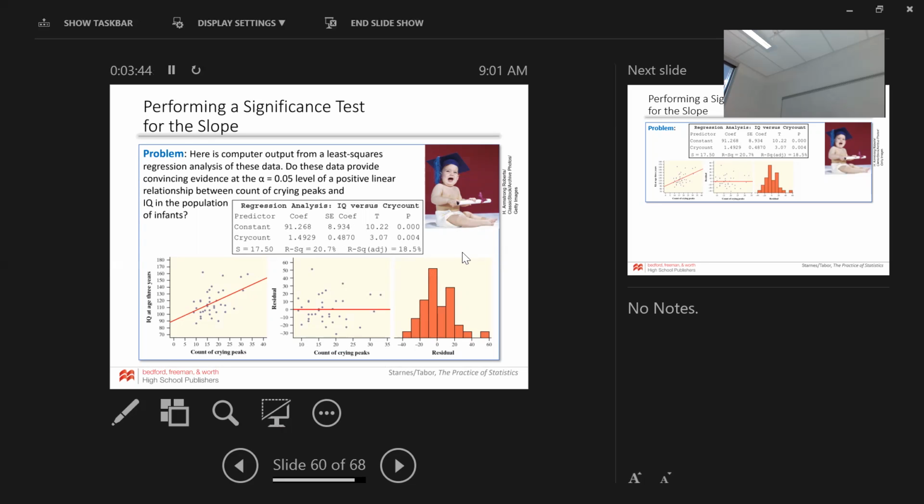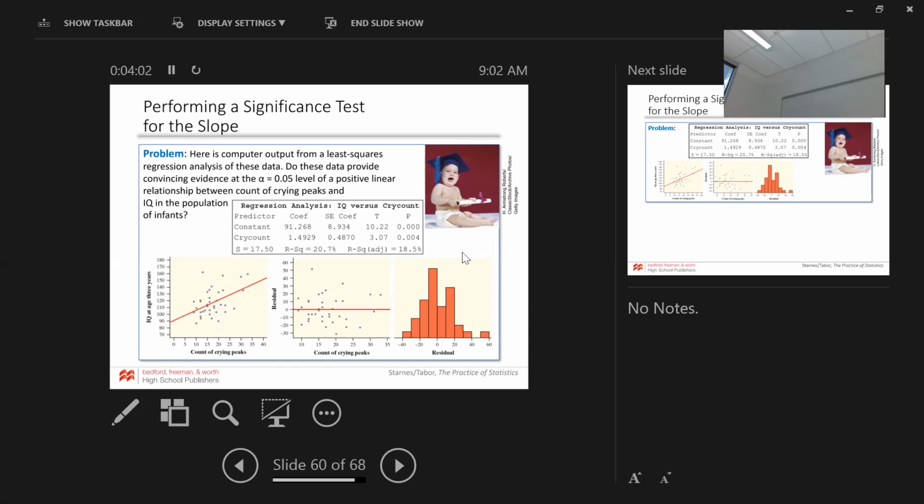Can you look at this? See this picture? See where this intercept is above 0? 91. What's the slope of the line? About 1.5.